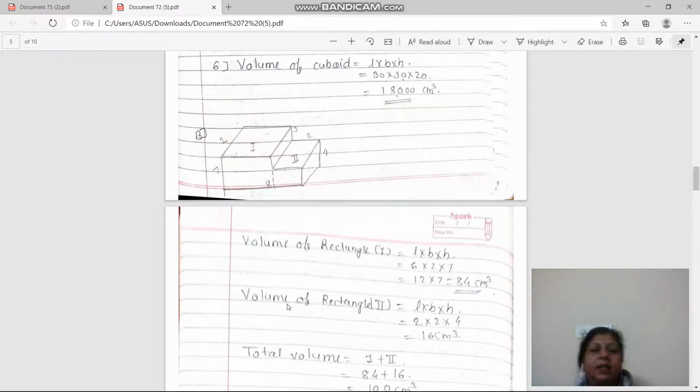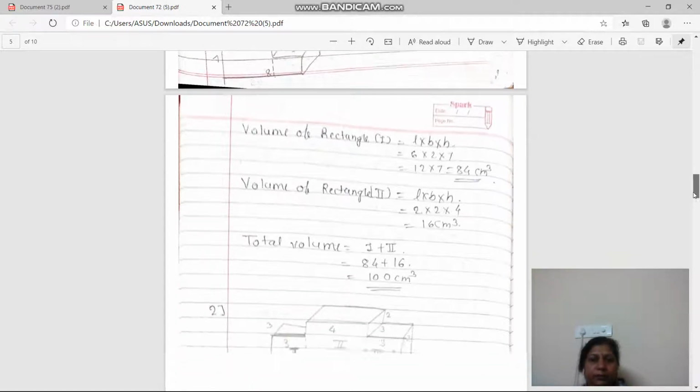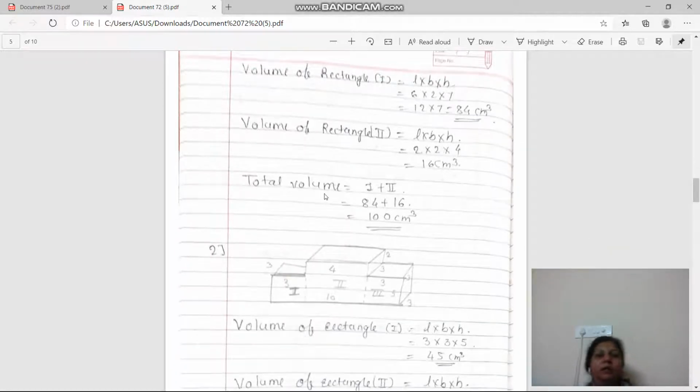Then next, volume of the second cuboid is equal to, this is the length. So what is the length? 2. Then 2, and height is 4. So 2 into 2 into 4. 2 2s are 4 and 4 4s are 16 centimeter cube. Now next. Total volume is equal to volume of first cuboid and volume of second cuboid. That is 84 plus 16. What do we get here? 100 cubic centimeter.